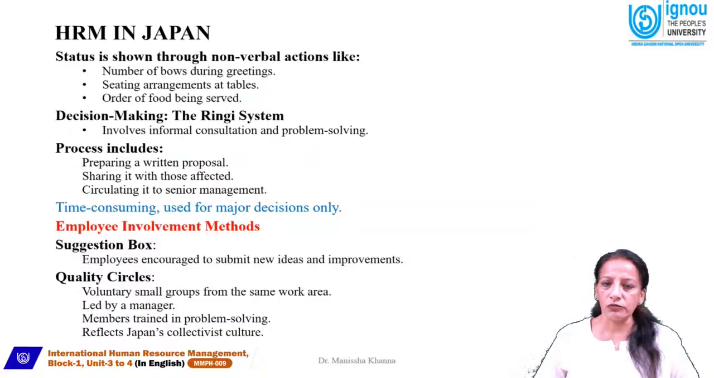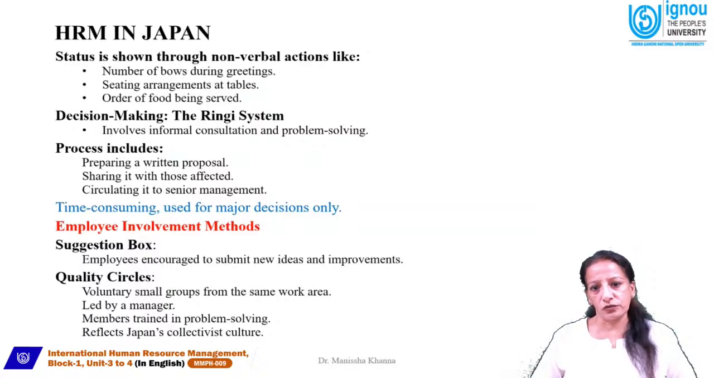The senior-most, or the highest in the hierarchy, is served first, then accordingly as per the hierarchy level. Decision making is all about the ringi system. It involves informal consultation and problem solving within the organization. The process includes preparation of a written proposal. They focus more on written documents, sharing with those affected, and circulating it to senior management. It is time consuming, and is used for major decisions only.